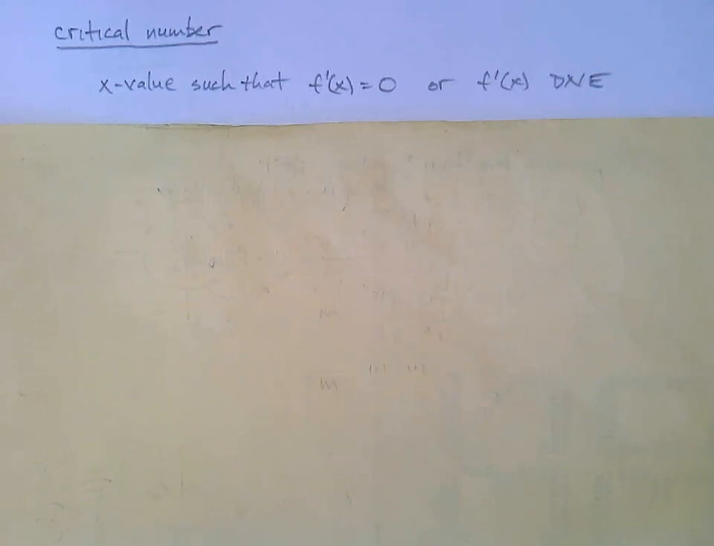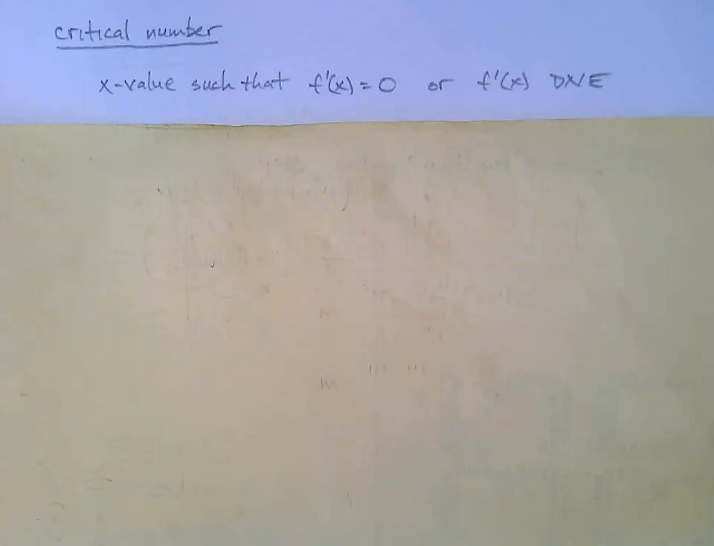Where do we go next? How do we take advantage of Fermat's theorem to help us identify where local maxes and mins occur? We're going to define a critical number. A critical number is an x value such that f prime of x equals 0 or f prime of x does not exist.